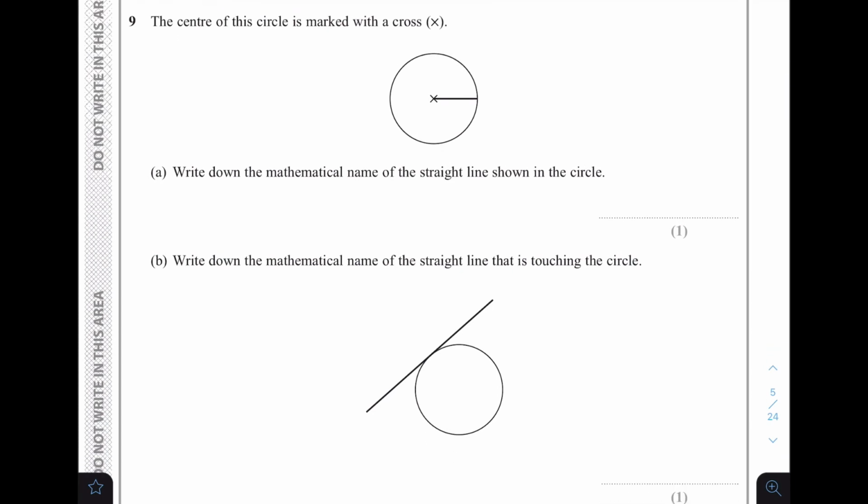Question 9. The centre of this circle is marked with a cross. So there's a cross in the middle of the circle. We want to write down the mathematical name for this line that's shown in the circle. So any line that is drawn from the middle of a circle to the circumference, and this is the circumference, the round around the circle, if we draw a line such as that or that, all these lines have the same name, and the name that they have is the radius.